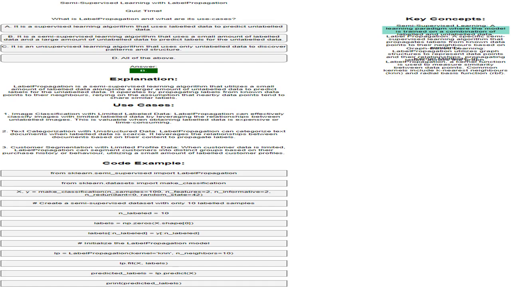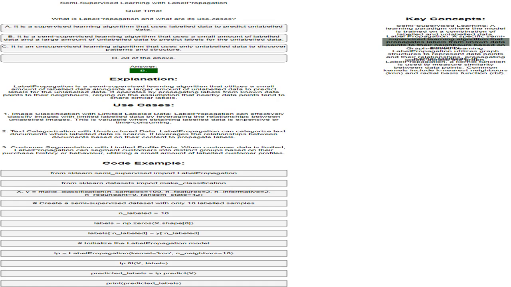Semi-supervised learning: a learning paradigm where the model is trained on a combination of labeled and unlabeled data. Label propagation: a specific semi-supervised learning algorithm that propagates labels from known data points to their neighbors based on similarity. It operates by constructing a graph representation of the data, where nodes represent data points and edges represent relationships between them. Labels are then propagated across this graph, effectively spreading the information from labeled data to unlabeled data points.